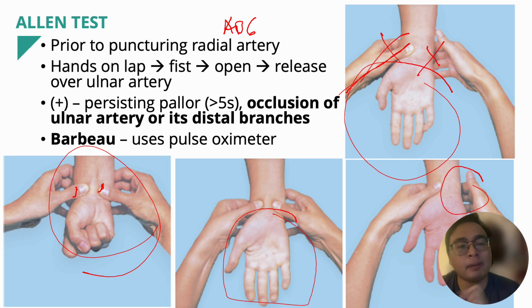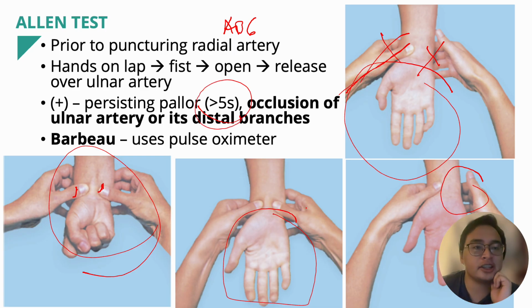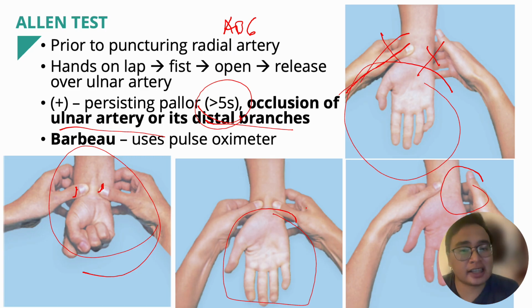Allen test is going to be positive if there is persisting pallor greater than 5 seconds. It suggests occlusion of the ulnar artery or its distal branches. Now there is a variation of the Allen test which uses a pulse oximeter and is called the Barbeau test. Okay?